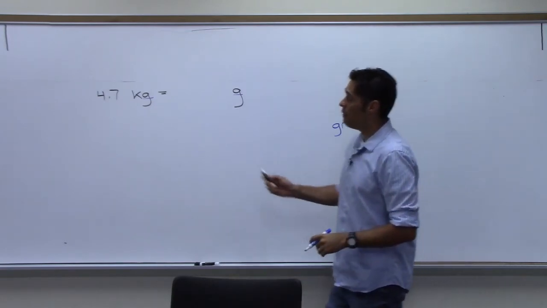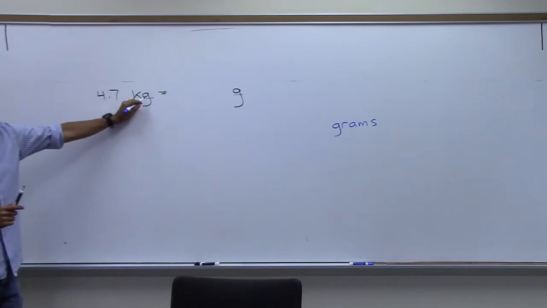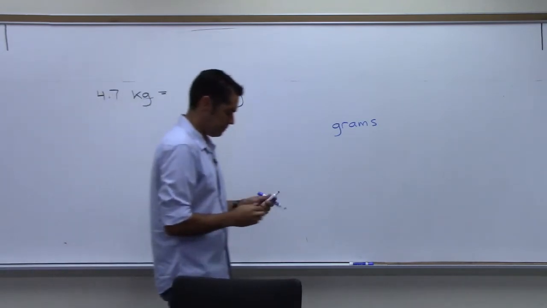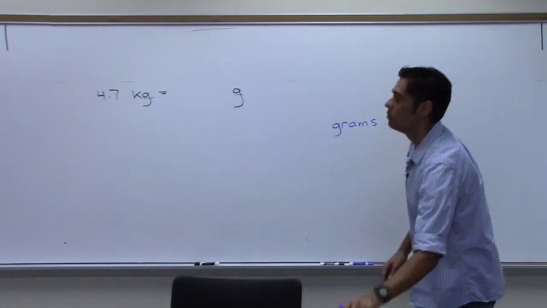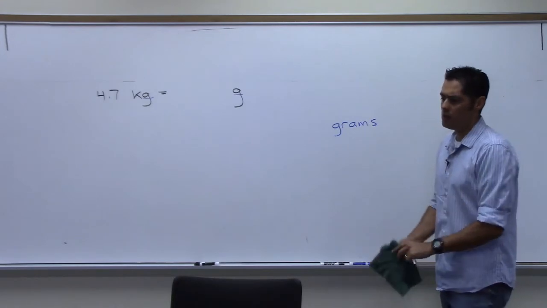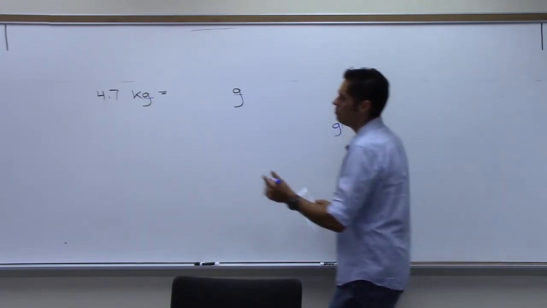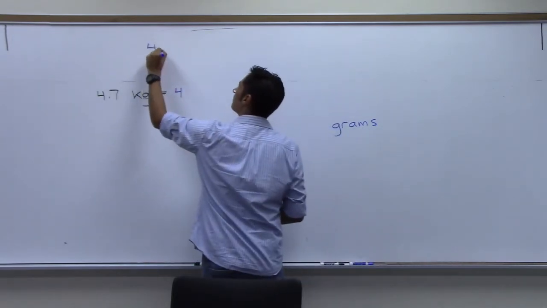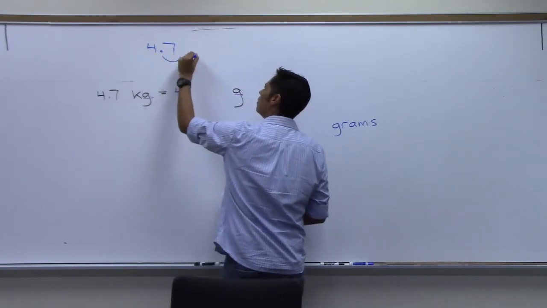So we have 4.7 kg. Kilograms is how many grams? 4,700? How are you doing that? Move the decimal. How many places? So you're taking 4.7 and you're moving the decimal to the right. How many places? Sorry, 3.